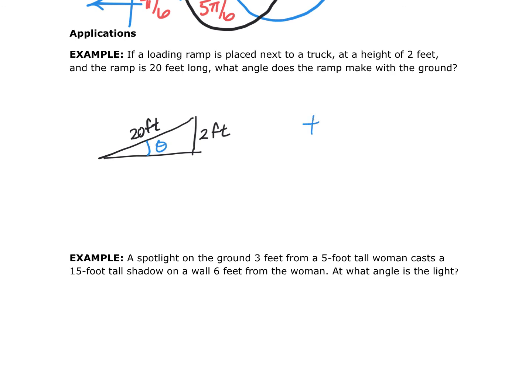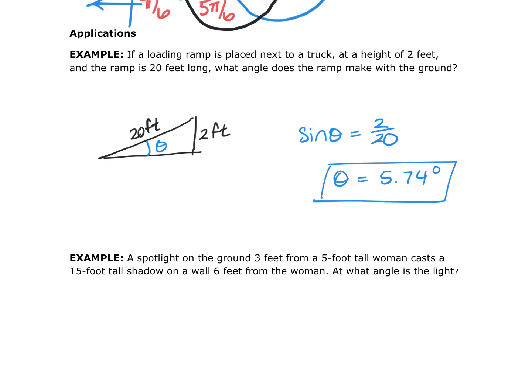So what we're really asked to do is find not the tangent, but the sine, because I have the y value and the r value. So the sine of theta is equal to 2 over 20. Now it doesn't tell me whether to do this in degrees or radians. So I'm going to use degrees because it would make more sense to tell somebody the answer in degrees. So this time I'm going to take the sine inverse of 2 divided by 20, because that's not on my unit circle. And so my angle is 5.74 degrees.